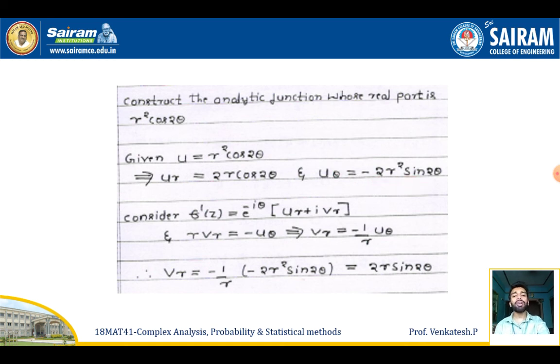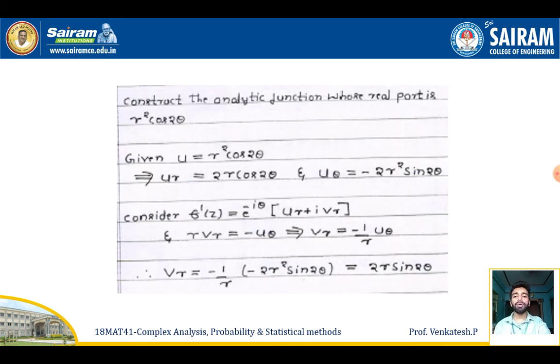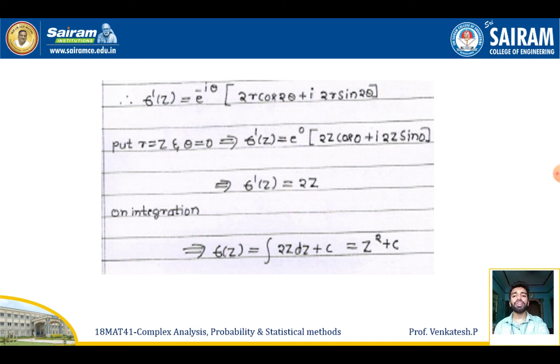So note as a formula, we have f dash of z is equal to e power minus i theta into ur plus i vr. Since here vr is not there, I am converting vr as minus 1 by r u theta. From the CR equation, r vr is equal to minus u theta. So I will be getting vr is equal to minus 1 by r into minus 2r square sin 2 theta. I will be getting 2r sin 2 theta. I got it. So now I am going to replace that vr value in the equation. I will be getting f dash of z is equal to e power minus i theta into 2r cos 2 theta plus i 2r sin 2 theta.